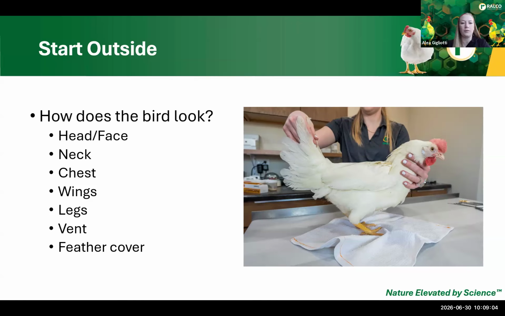And so I'm going to go over some of these items here: your head, face, neck, chest, wings, legs, vent, and your feather cover, and give a pretty quick overview of, like Tim mentioned, what's normal. And I might address a couple of things you can be on the lookout for that may not be so normal.